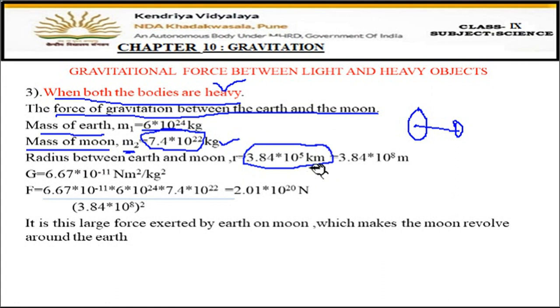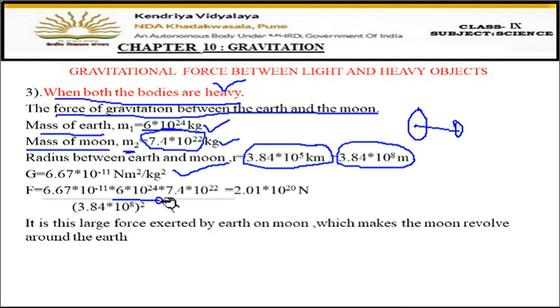And if you convert it into meters, then you will multiply by 1000, so 10 raised to 5 will become 10 raised to 8. So it comes to 3.84 into 10 raised to 8 meters. Now the value of G is the same. Putting the values in the same formula: 6.67 into 10 raised to minus 11, multiplied by m1, which is 6 into 10 raised to 24.